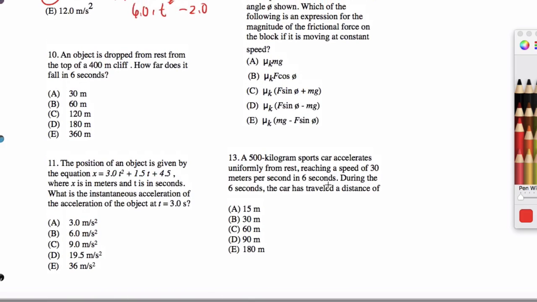All right, the famous 400-meter cliff distractor. How far does it fall in 6 seconds? 1/2 times 10 times 36. That's going to be 10 times 18. That's how I'm getting 180 meters. And then here, once again, the instantaneous acceleration is at 6 seconds. This one is a double derivative, so I'm going to take the second derivative of this expression. So to get there, x dot is going to be 6.0t plus 1.5. And then the second derivative is going to be 6.0, so that's 6 meters per second squared. That's number 11.